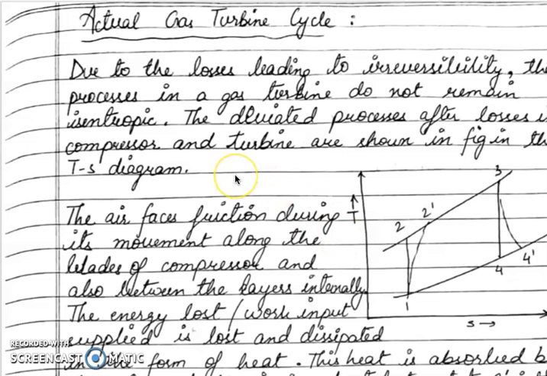So now we'll have a look at the actual gas turbine cycle, because so far we have studied the gas turbine cycles, the Brayton cycle, which are ideal ones. But as we know, every fluid which flows through certain passages undergoes friction, and that friction takes some energy, which is negative energy, because that energy is lost during the motion.